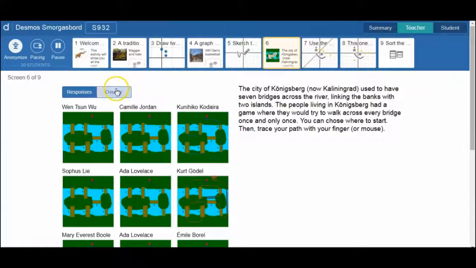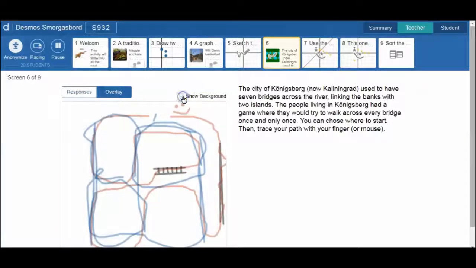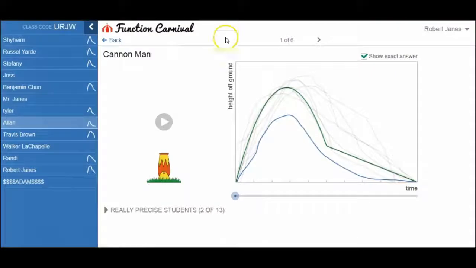In addition, this feature is not limited to graphs. You can also use the overlay feature after students draw on a picture, such as with this Bridges of Königsberg activity. Some activities have additional features built in, like the function carnival activity seen here.